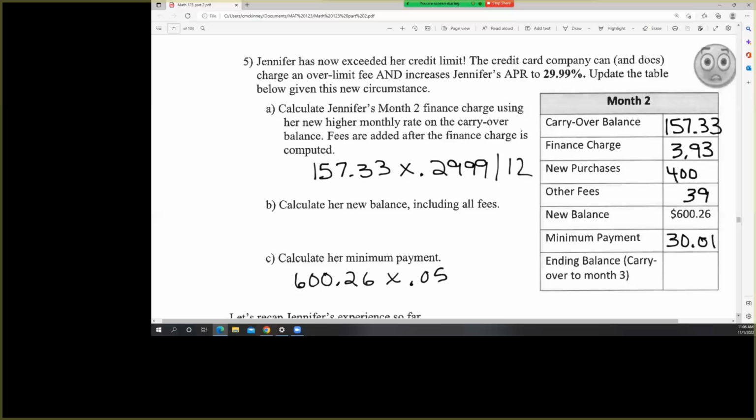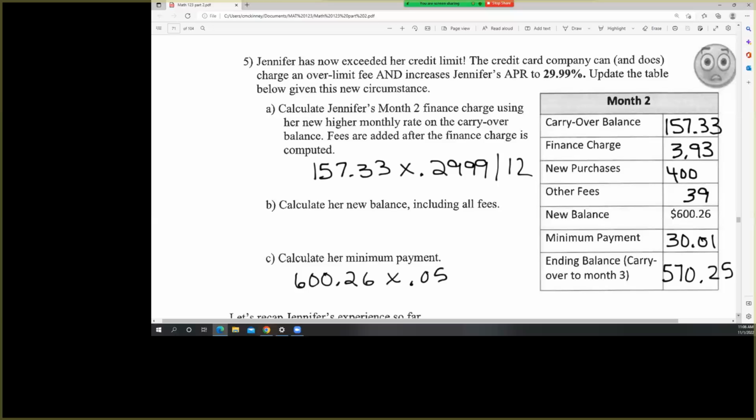And so if all she can pay is the minimum payment, then she is going to have her next carryover balance, 569. Don't forget that that's 626 cents, which may also be why you came up with $30 exactly and not $30 and a penny. 570.25.